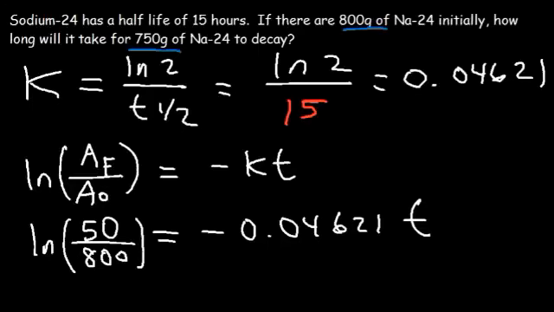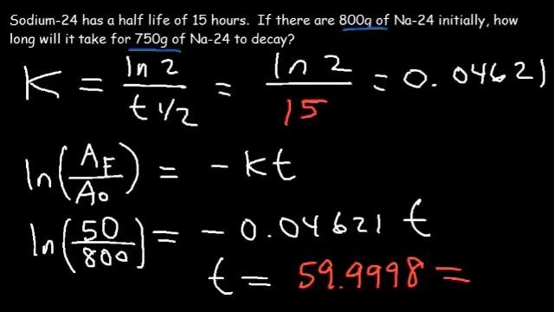ln of 50 divided by 800. If you type it in, you should get negative 2.7725887. And then take that number divided by negative 0.04621, and you should get the time. What I have is 59.9998, which is approximately 60. So it takes 60 hours for 750 grams to decay.